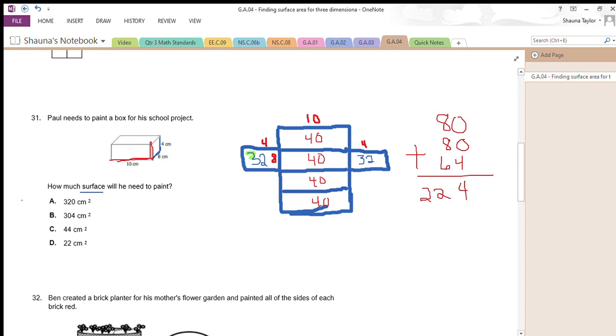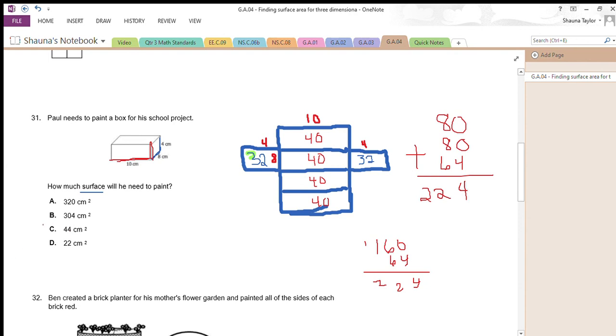So let's see. Let me just check my math again. 4 times 4, 1, 2, 3, 4, 24. 4 times 4 is 160. So let me just do my math again here. 160, 32 and 32 is 64. 4, 12, 2. I'm still getting 224, but that's not one of my answers.